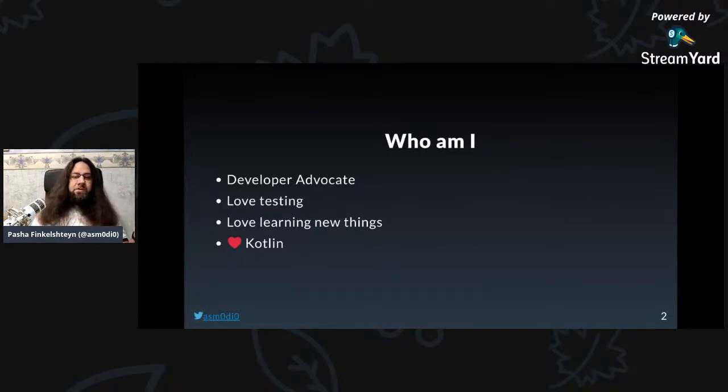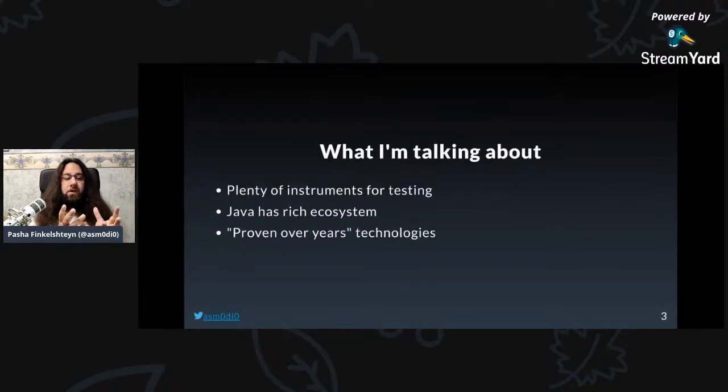Because everybody knows that there are lots of things which Kotlin brought into development, but what about testing? Look, there are plenty of instruments for testing. There are JUnit, TestNG, there are multiple libraries like Mockito and so on. There are property-based testing libraries and so on. And Java has a very rich ecosystem. I mean, it's huge. It's much bigger than the Kotlin-native one.